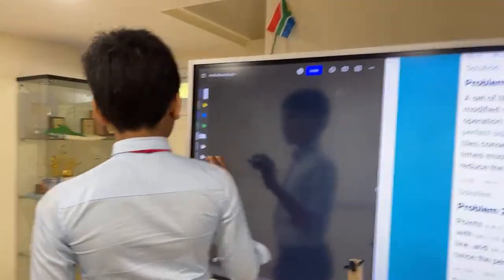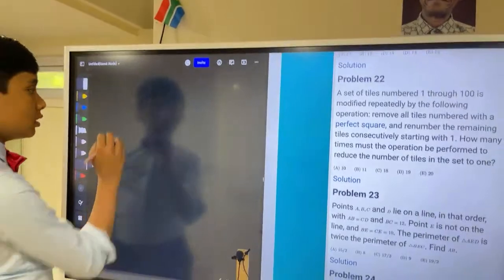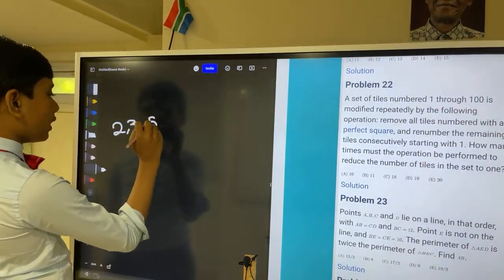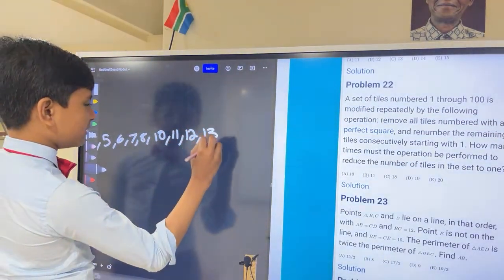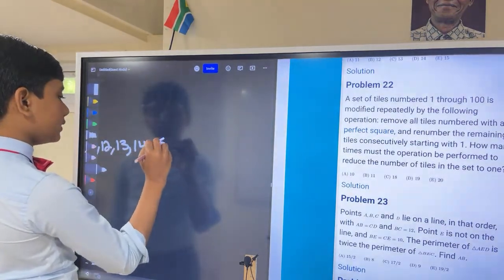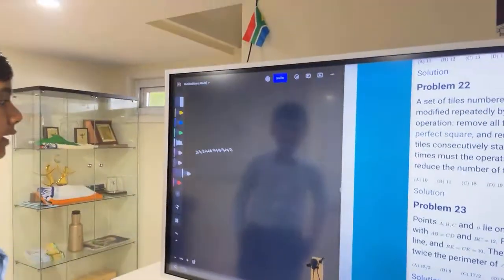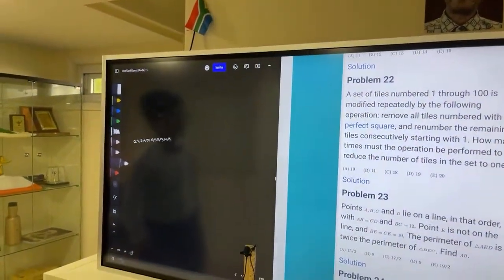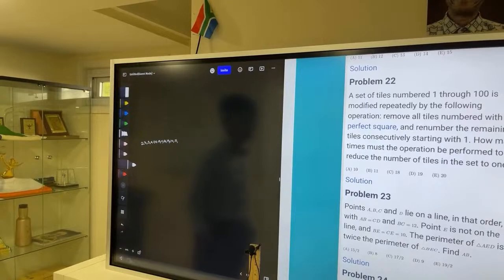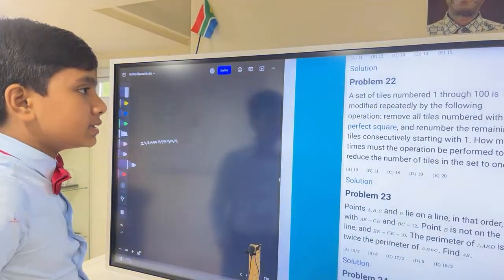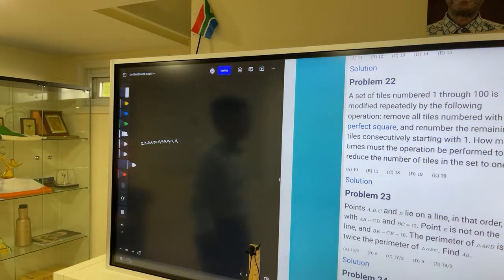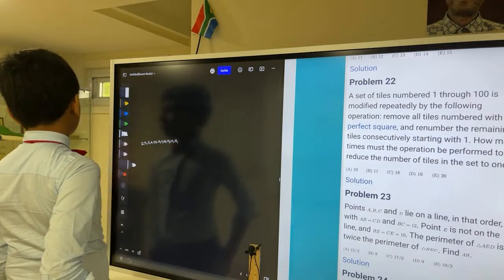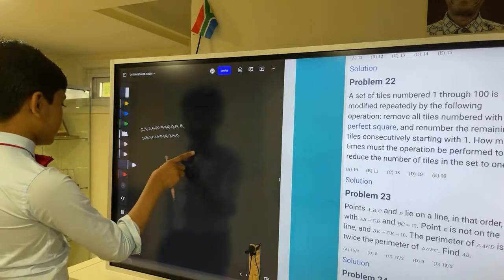Well, I'm a little bit more vulnerable to a mistake here. So 2, 3, 5, 6, 7, 8, 10, 11, 12, 13, 15. Okay. Oh, I just had a realization. There are 10 perfect squares. So that means that when we renumber them, we're going to have 1 through 90. Then that means there will be 9 perfect squares. So when we renumber them, there will be 81, which means there will still technically be 9 perfect squares.